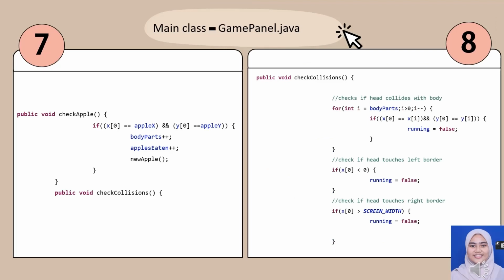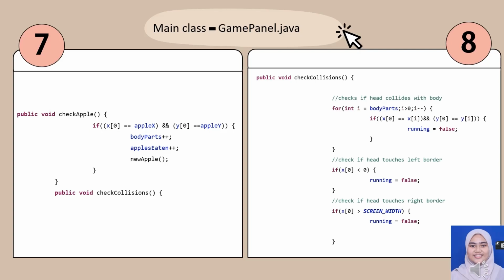Next we have method checkApple and method checkCollision. Method checkApple is to check whether the snake has already eaten the apple or not. If the snake has already eaten the apple, the body parts will increase. The apples eaten will also increase. The apples eaten are actually the score for this game. And then method checkApple will call method newApple to locate another apple on the screen.